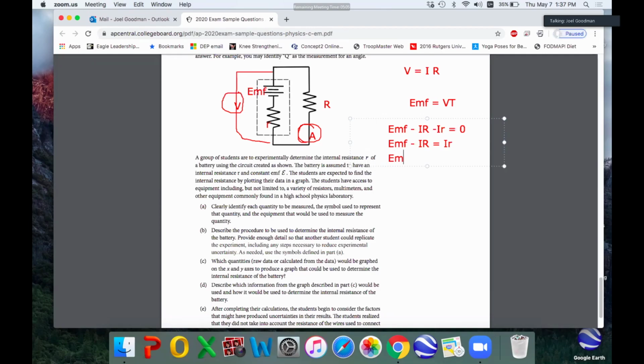I can go EMF, I'll put this in parentheses, EMF minus IR, divided by I, equals the internal resistance. Now, I'm going to tell you, this is what we did in class. We had to measure the internal resistance.